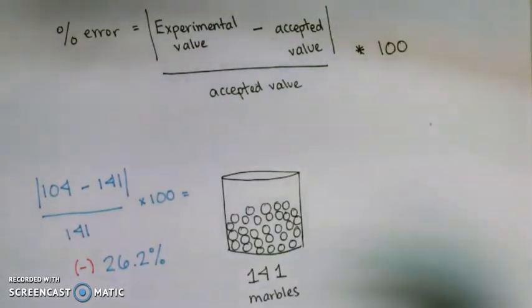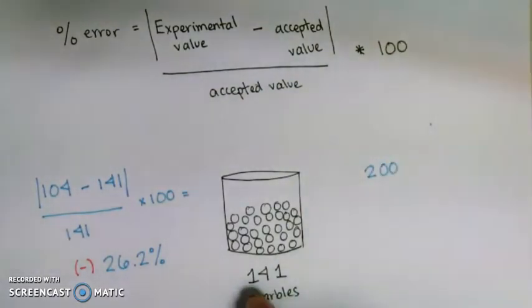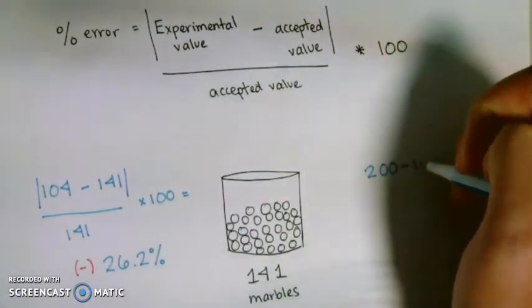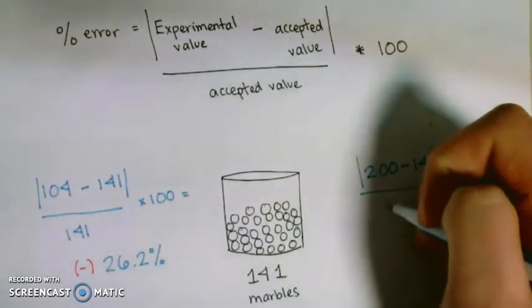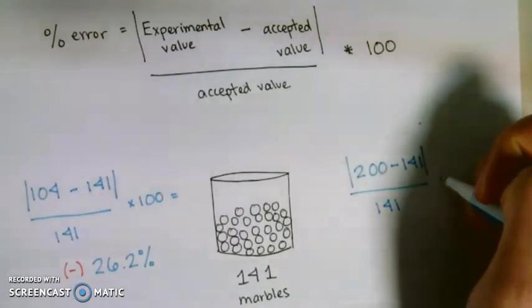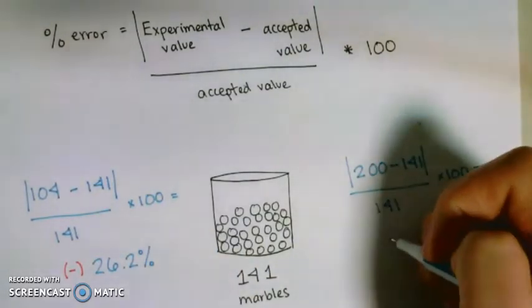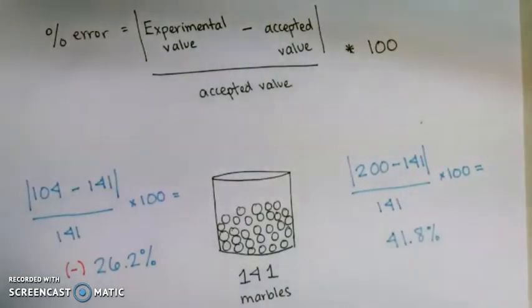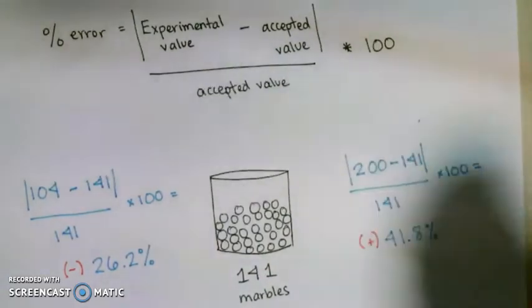If we guess that the number of marbles that were in the jar was 200, that means it's above the actual number that we have, then our percentage error is going to be a positive. We're going to be marking it with a positive. So I'm going to do here the calculation. And this number gave us that we were 41.8% off of the right number, which is 141 marbles. Because it's way off or above it, we're going to mark it with a positive number.